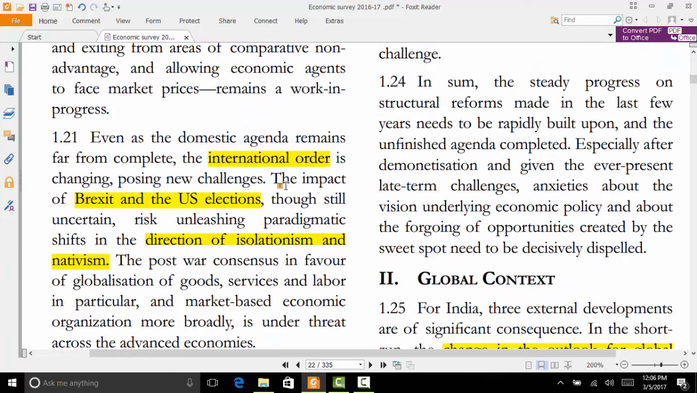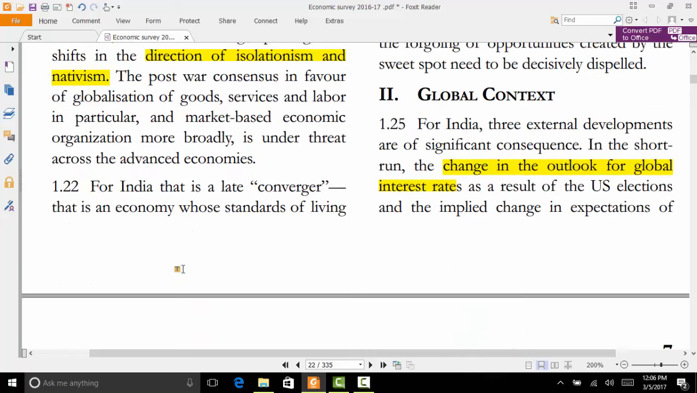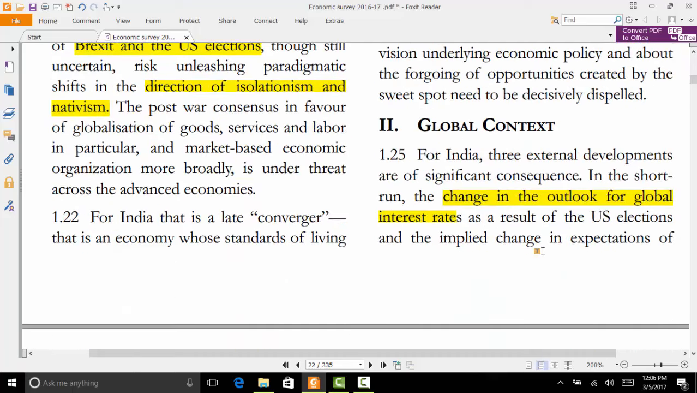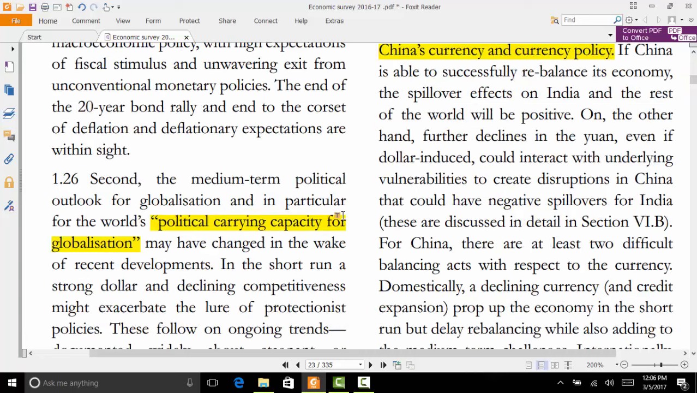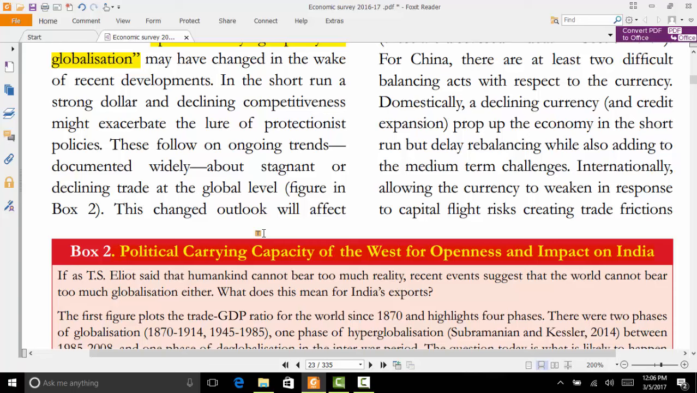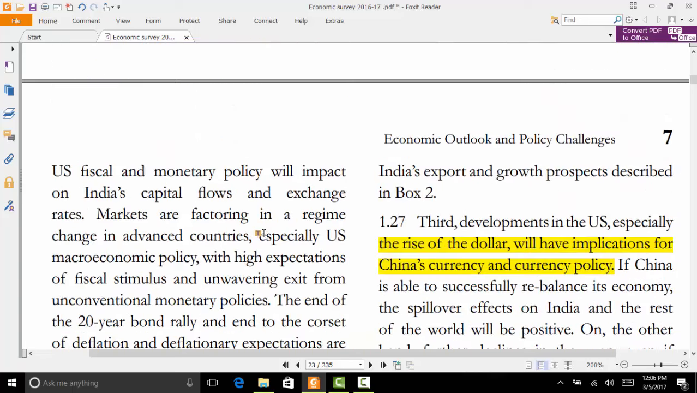Then it tells about the international order. We have discussed Brexit and the US election, and you understand the direction of isolationism and nativism. Coming further to the global context, the global interest rate. Coming further, page number 7. Even the political carrying capacity for globalization is declining. The rise of the dollar will have implications for China's currency.